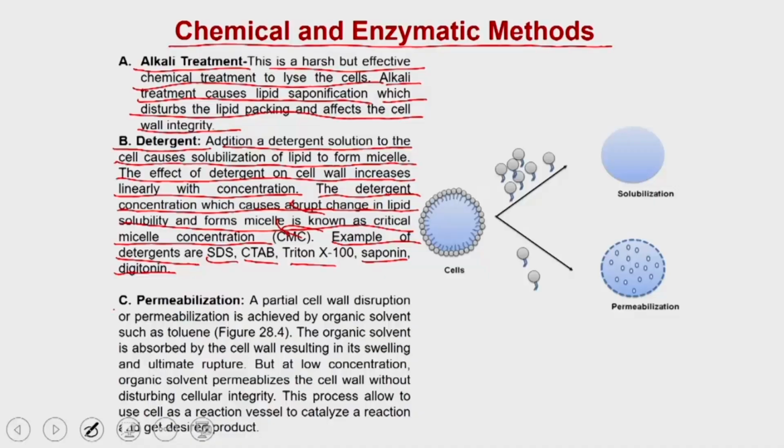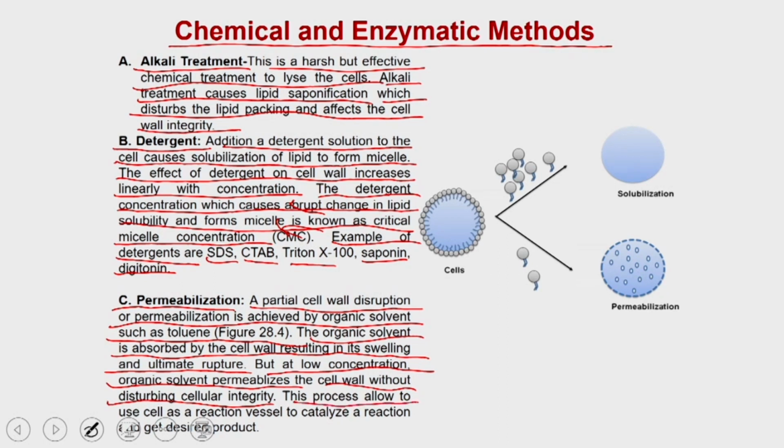What is meant by permeabilization? A partial cell wall disruption, or permeabilization, is achieved by organic solvents such as toluene. The organic solvent is absorbed by the cell wall, resulting in swelling and ultimate rupture, but at low concentration organic solvents permeabilize the cell wall without disturbing the cellular integrity. This process allows us to use the cell as a reaction vessel to catalyze the reaction and to get the desired product.